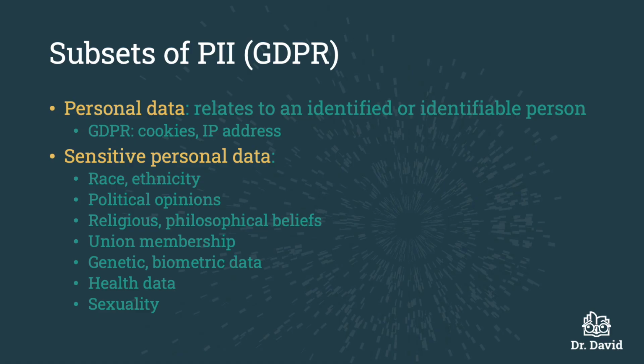Sensitive personal data includes the following data elements: information about an individual's race or ethnicity, political opinions, religious and philosophical beliefs, union membership, genetic and biometric data, health data, and sexuality. So it's important you understand, within the context of the GDPR, the difference between personal data and sensitive personal data.